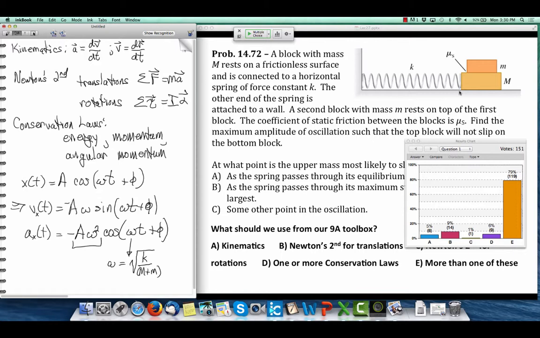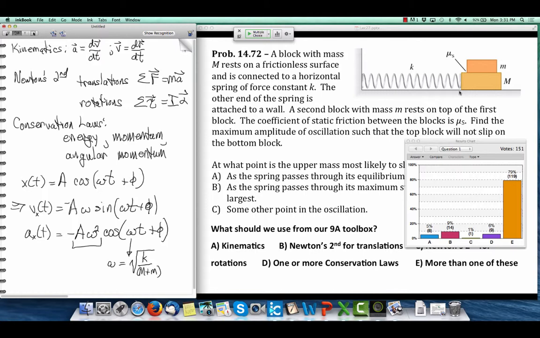But that doesn't define a new equilibrium point. It defines a point where it stopped. If you pulled it back and let it go again, it wouldn't suddenly oscillate around that point. It would oscillate around the spring unstretched point.